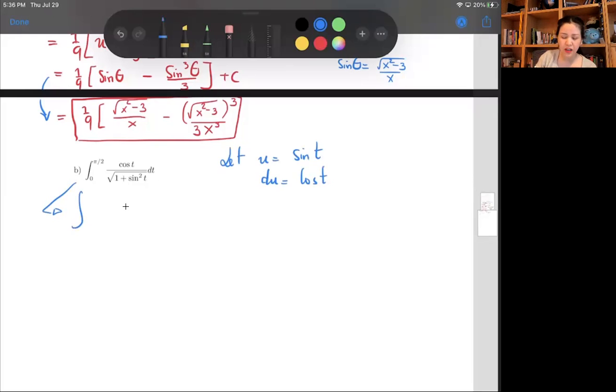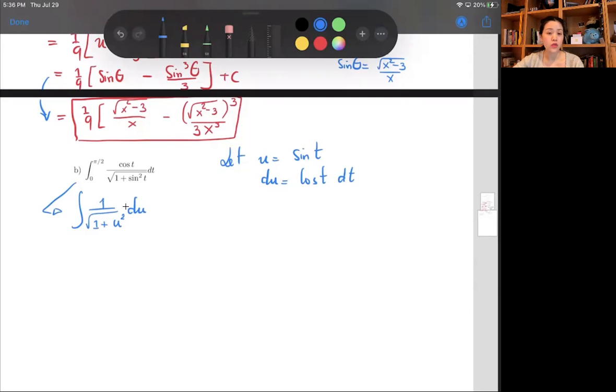I'm not going to write the limits now. I'm just going to ignore the limits for now. We'll plug them back at the end. So cosine t dt is du, and it will be 1 over square root of 1 plus u squared.